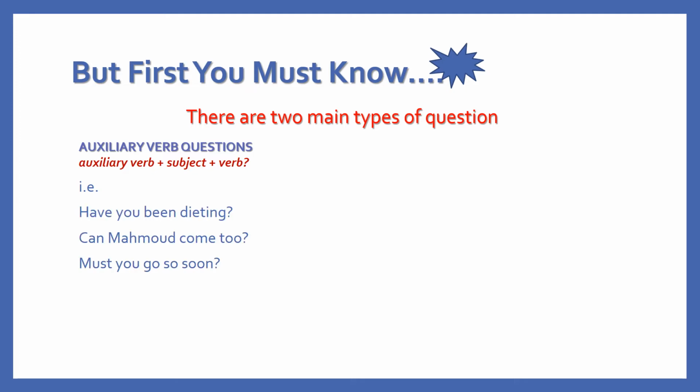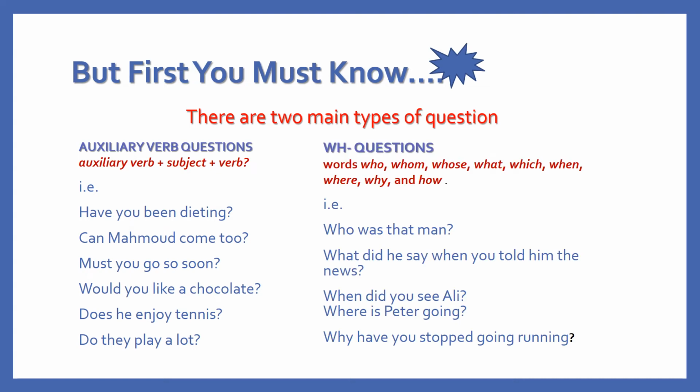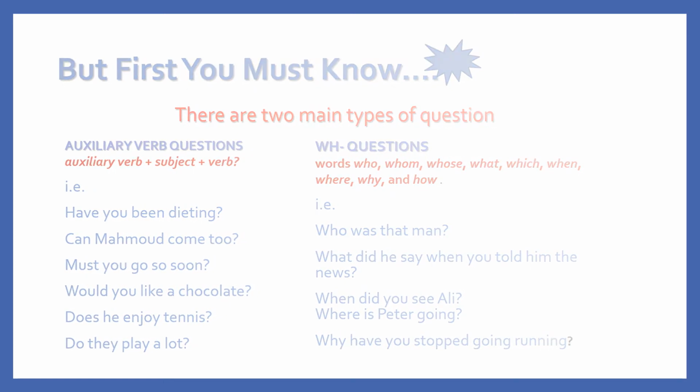For example, how are you? Have you been dieting? And the next is WH questions that start with the words who, whom, whose, what, which, when, where, why, and how. Now first we see how the auxiliary verb questions are converted.